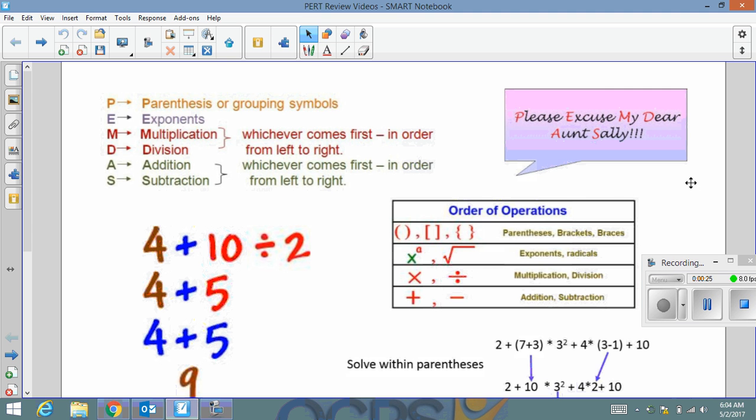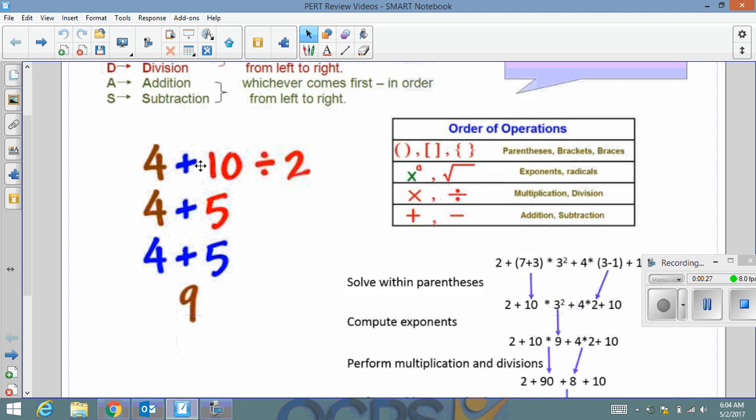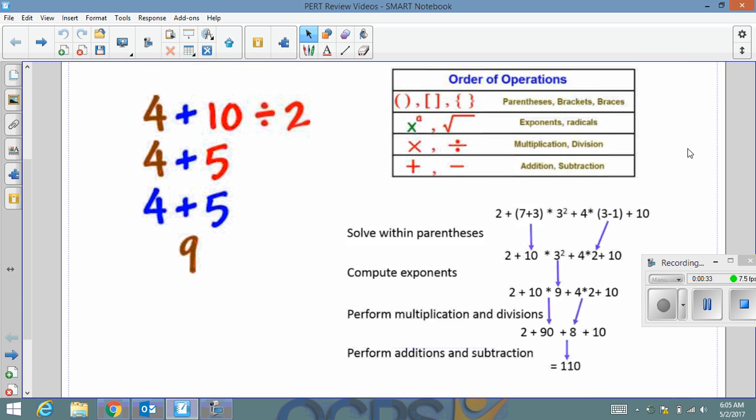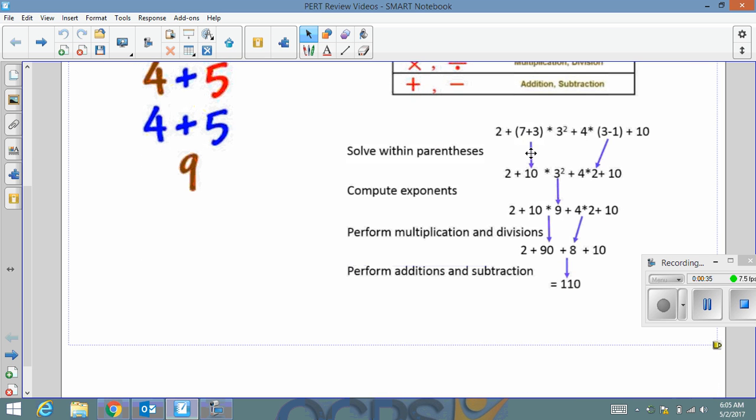So taking a look at our two examples here, and this first one, very simple. The division comes first, then the addition. This one's a little bit more complicated because we've got more going on. So first I'm going to do inside my parentheses. Then I'm going to do my exponents. Then I'm going to do the two sets of multiplication. Then I'll do my addition as I go across.